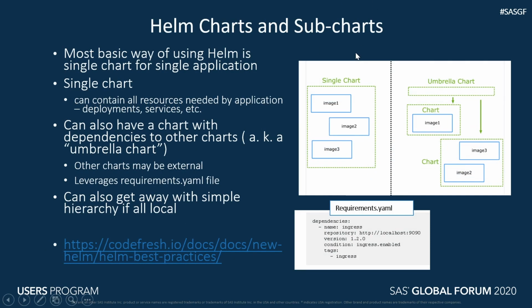So Helm charts and subcharts. The most basic way of using Helm is to have a single chart. For a single application, the single chart can contain all the resources needed for an application. You can also have a chart with dependencies to other charts, an umbrella chart, as you can see on the right-hand side of the slide there. Other charts can be external. You can leverage a requirements YAML file. You can also get away with a simple hierarchy if it's all local, meaning if you just have one service, one deployment, those kinds of simple cases, you can just put them in a directory structure that will be understood and just use it that way.